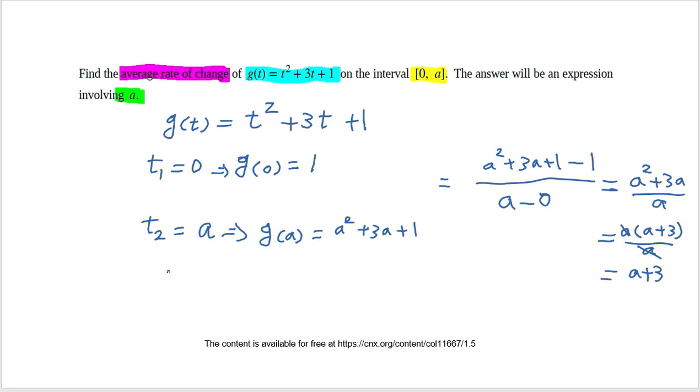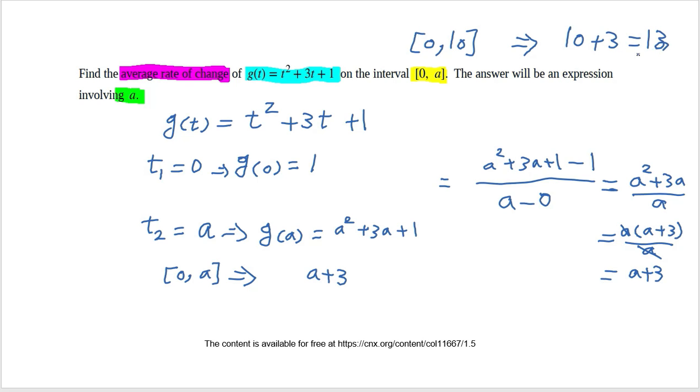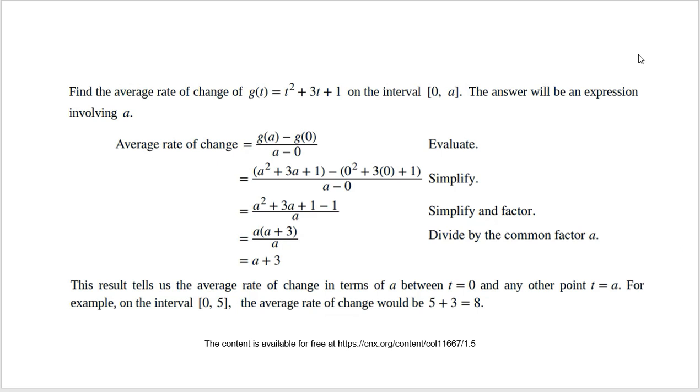So on interval 0 and a, average rate of change is a plus 3. For example, average rate of change of the function on interval 0 and 10 is equal to a plus 3, so 10 plus 3 is 13. Here is the solution.